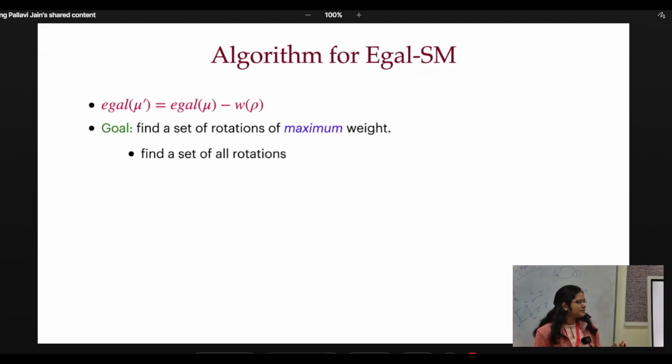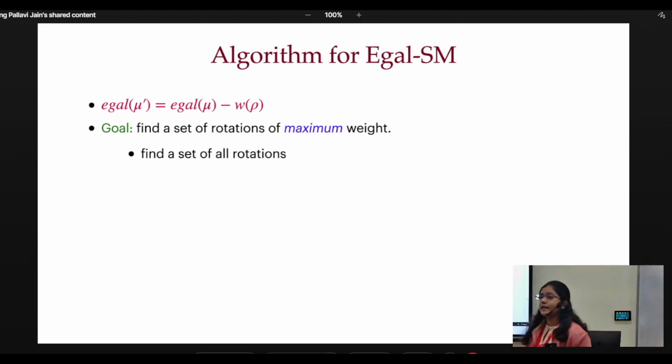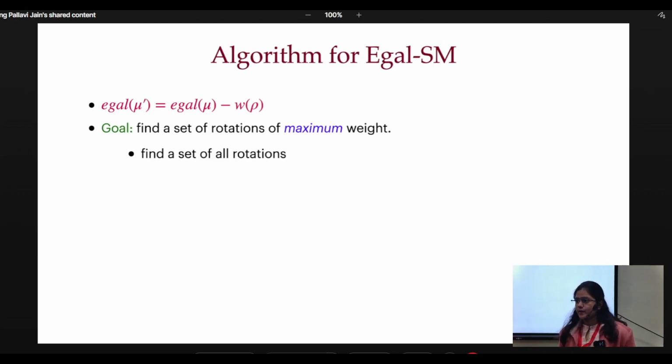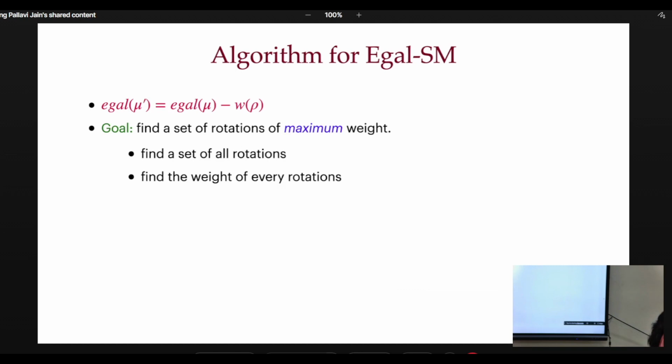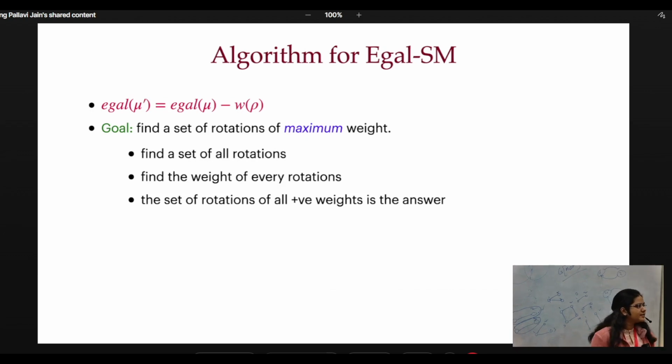What could be the algorithm? Something which occurred to you? One natural approach is that you find the set of all rotations, which we can do in polynomial time, in n square time. Then you find the weight of every rotation, which is also a polynomial time computation, and then you pick the rotations of all positive weight. Is it correct?